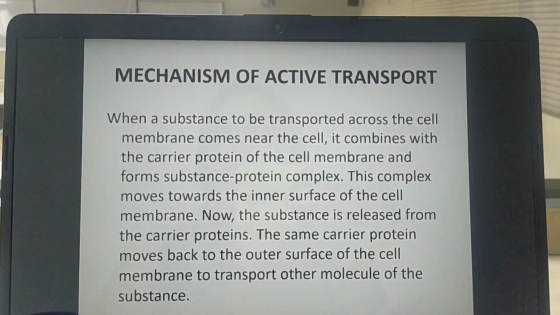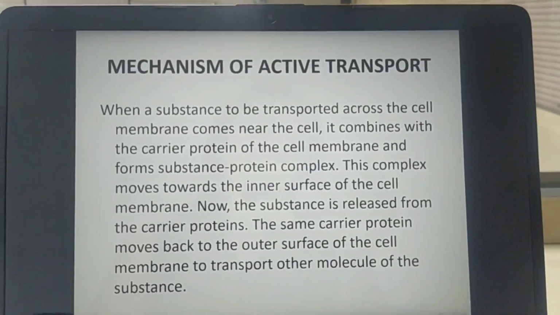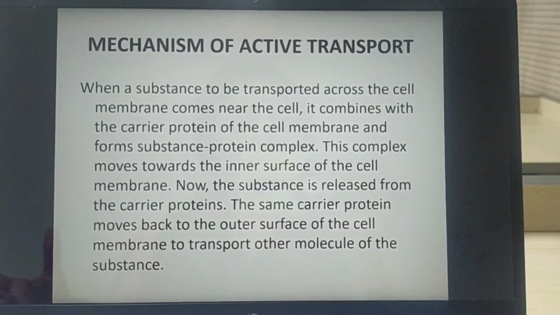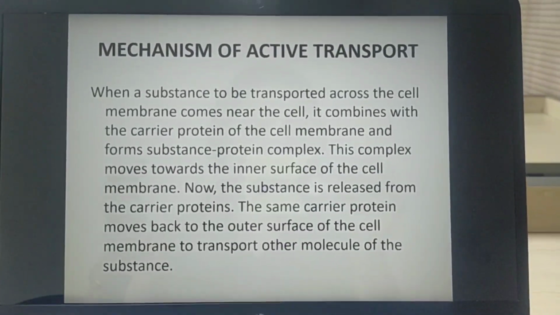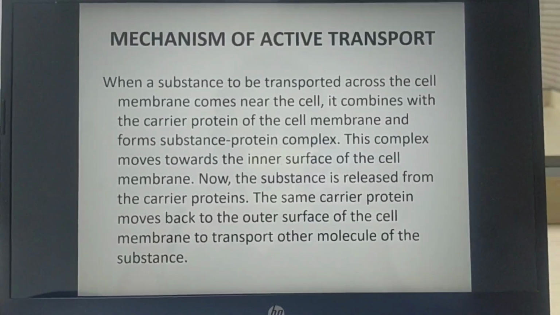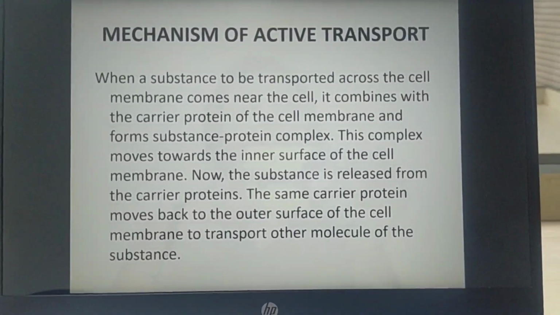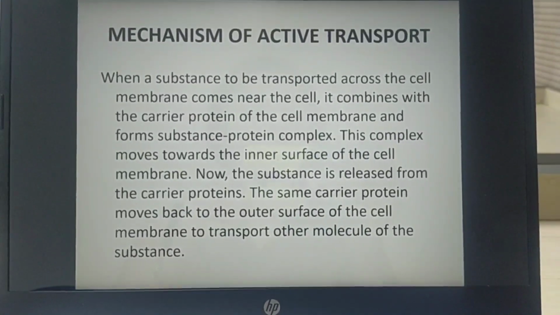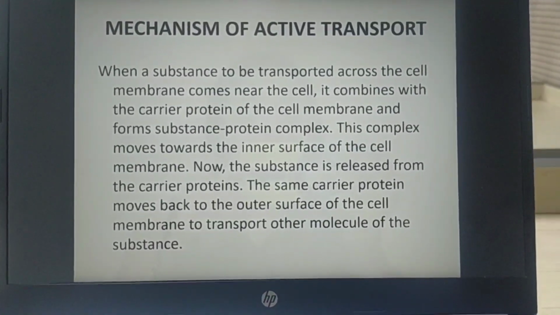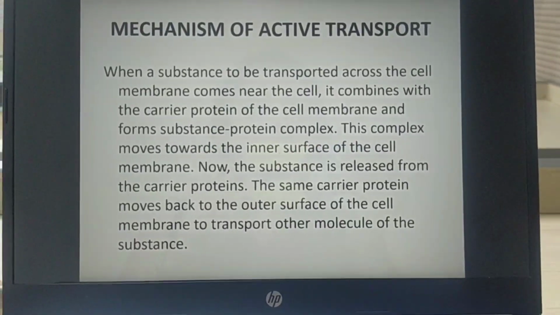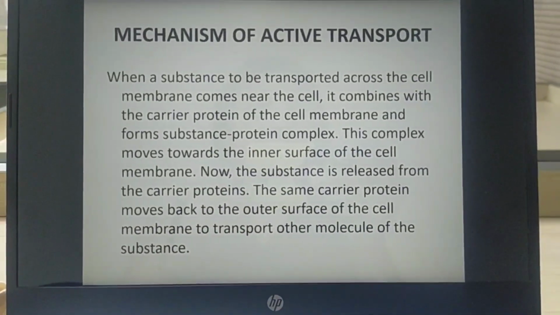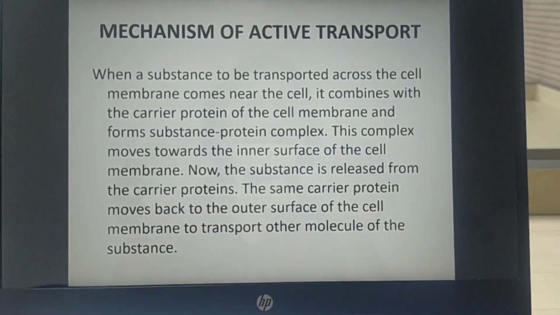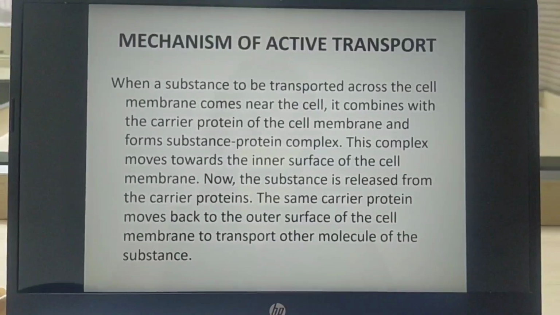Now we'll look into the mechanism of active transport. When a substance to be transported across the cell membrane comes near the cell, it combines with the carrier protein of the cell membrane and forms a substance-protein complex. This complex moves towards the inner surface of the cell membrane. Now the substance is released from the carrier protein. The same carrier protein moves back to the outer surface of the cell membrane to transport other molecules of the substance.